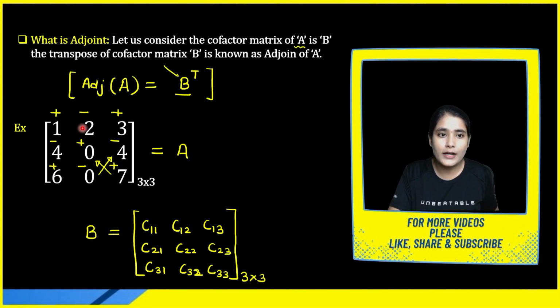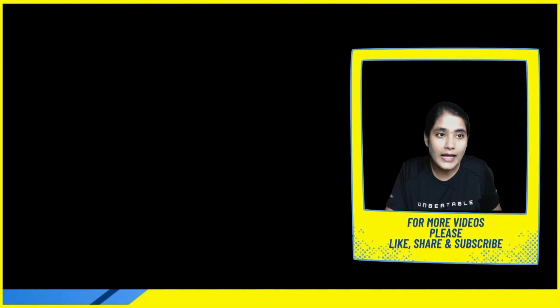Similarly, if you want to find the value of C12, this is the position 1, 2. Stand here; with this element, this row is connected and this column is connected. Cancel it out, then you will get 4 elements: 4, 6, 4, 7. Similarly, if you want C13, stand here, cancel this column and this row, then again you will get 4 elements: 4, 0, 6, 0, which you can solve with the help of cross multiplication. Okay, so now I am going to find out the value of C11 first.